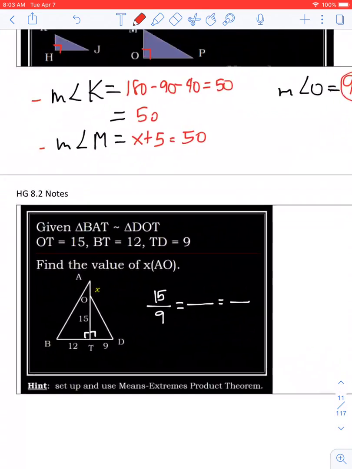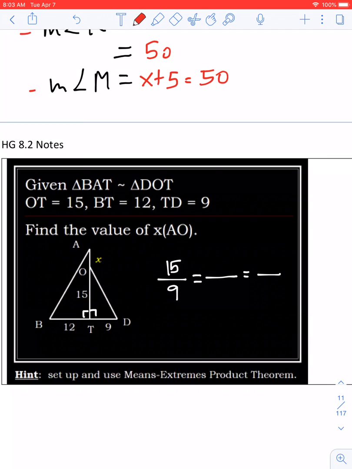Our final problem. Given triangle BAT and triangle DOT are similar, and they're put back to back, they're asking you to find the value of x, which is AO. That's that little piece up there. So again, finding corresponding sides.